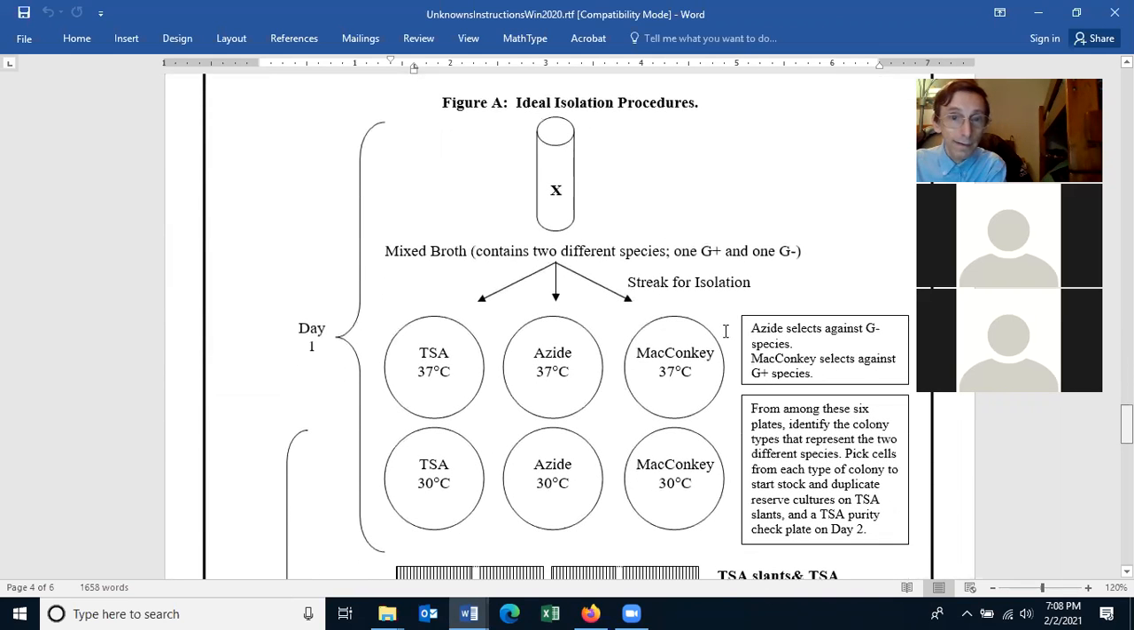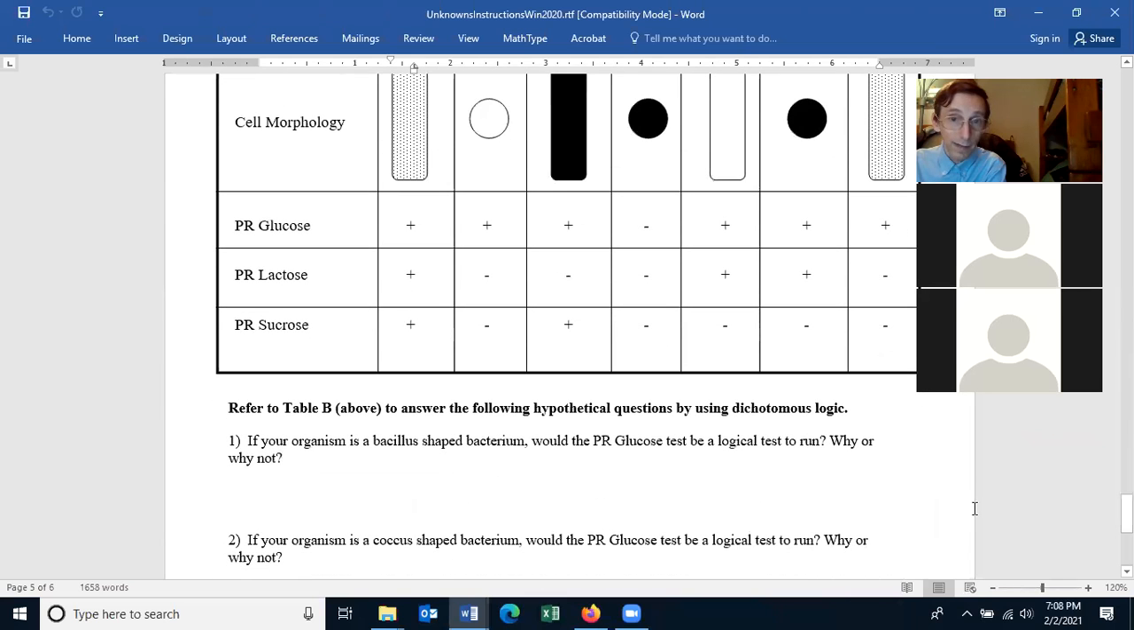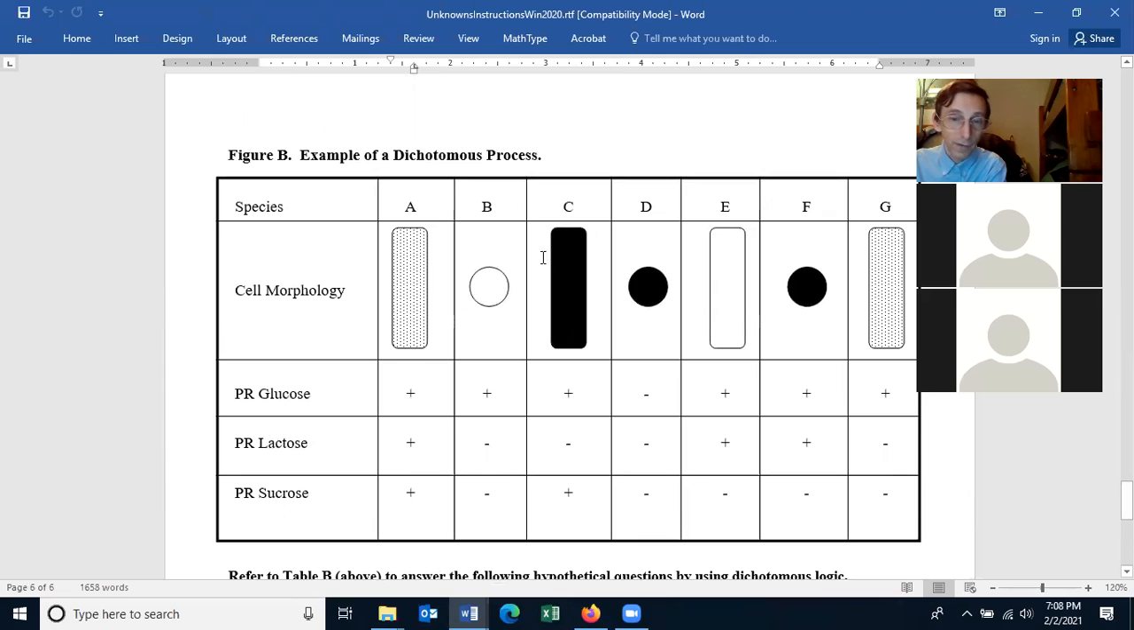You can ignore the bottom here. This is one way to isolate a mixed culture, because normally we give students a mixed culture and then they have to isolate it and get a pure culture. So you can ignore this page and this page too. Although this page you can look at and it shows you how to follow a dichotomous game plan.